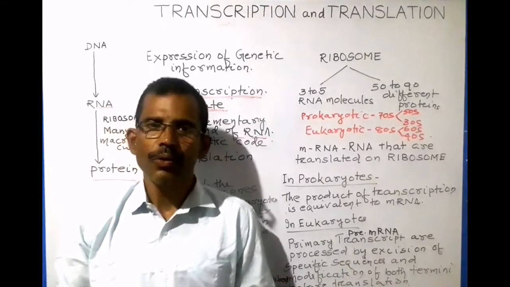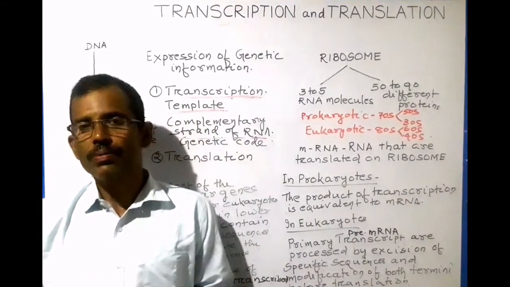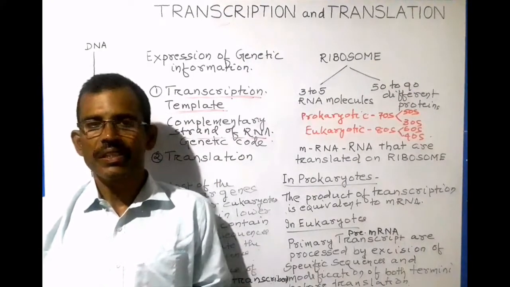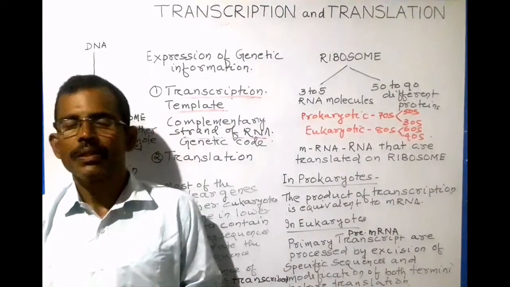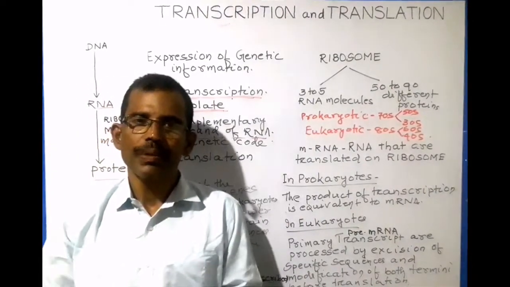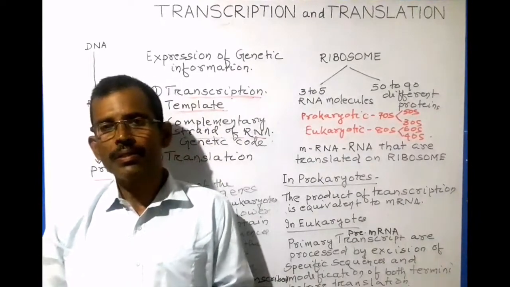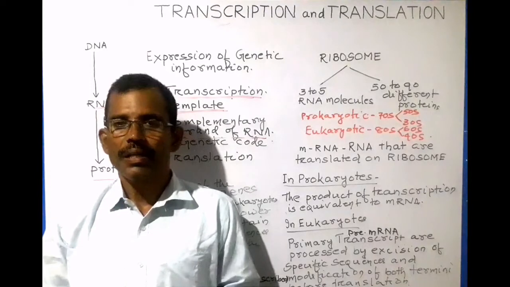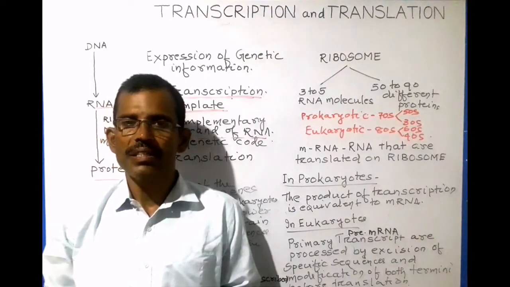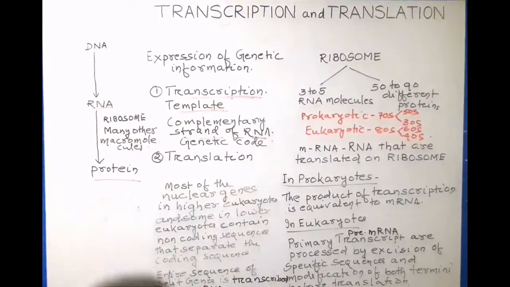In the genetic code, totally there are 64 codons. Out of 64 codons, 61 codons specify various amino acids. Some of the amino acids are specified by more than one codon. Remaining 3 codons are called as termination codons. The termination codons cause the termination of protein synthesis.